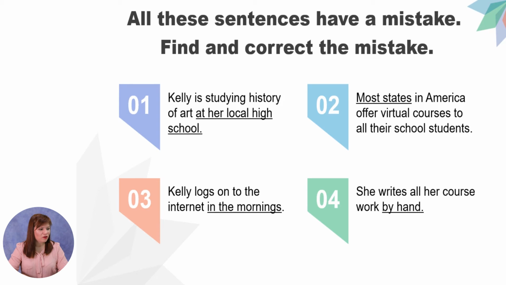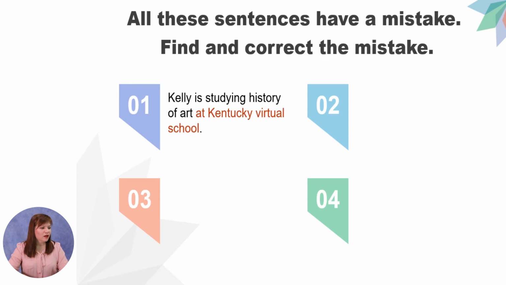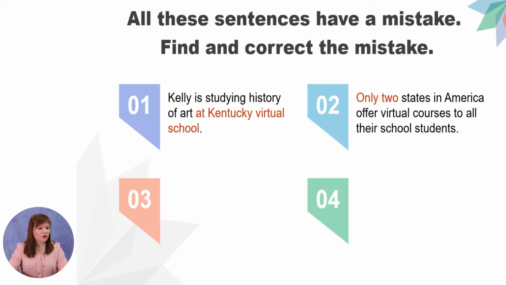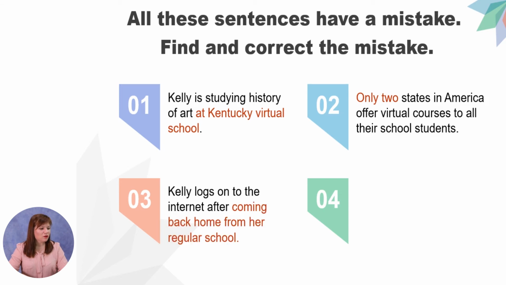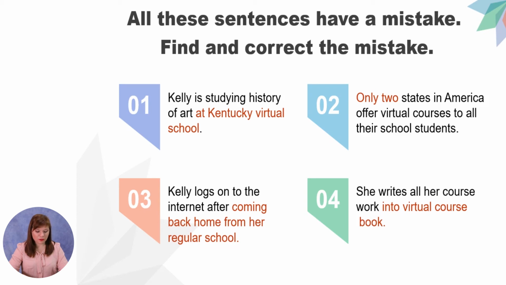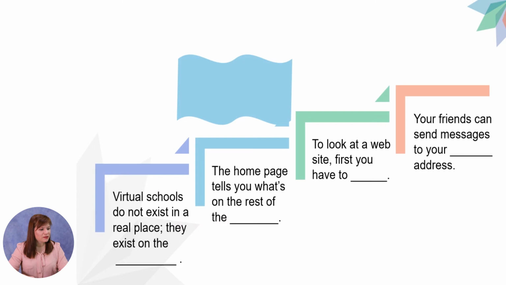Let's see, we have here underlined mistakes. And how should they be corrected? Kelly is studying history of art at Kentucky Virtual School. Only 2 states in America offer virtual courses to all their school students. Kelly logs on to the internet after coming back home from her regular school, and she writes all her coursework into a virtual coursebook.